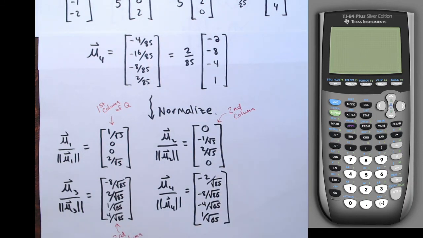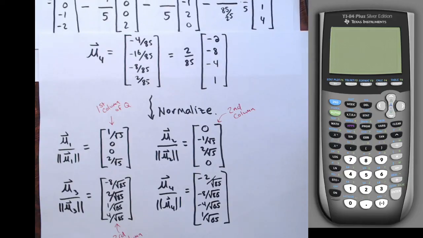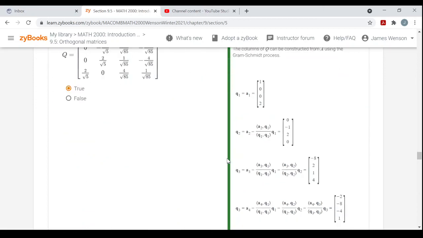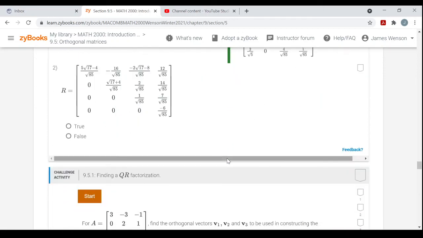Right? So the matrix Q is the matrix they gave us, right? Look at the first column, 1 over root 5, 0, 0, 2 over root 5, and this was the second, this was that u2 over the norm of u2. This is the correct u3 over norm of u3, and this is the correct u4 over the norm of u4. So this is true. Right. And they go through the process here, right? Again, long process.